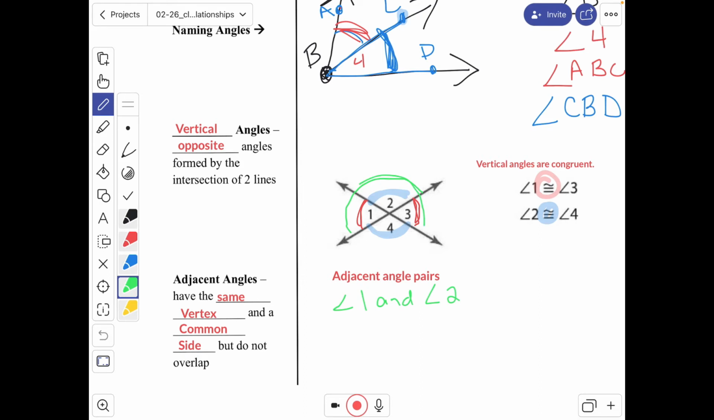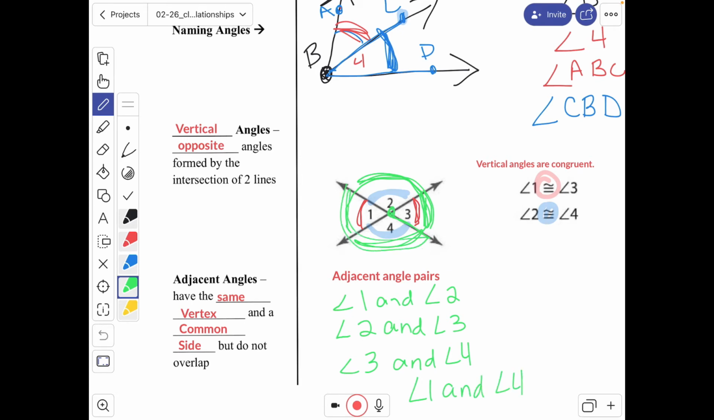And angle 2 and angle 3 are also adjacent. And we're just going to keep going around the circle. Angle 3 and angle 4 are adjacent. They're right next to each other. They share a common side and they share a vertex. One more. Angle 1 and angle 4 are also adjacent.